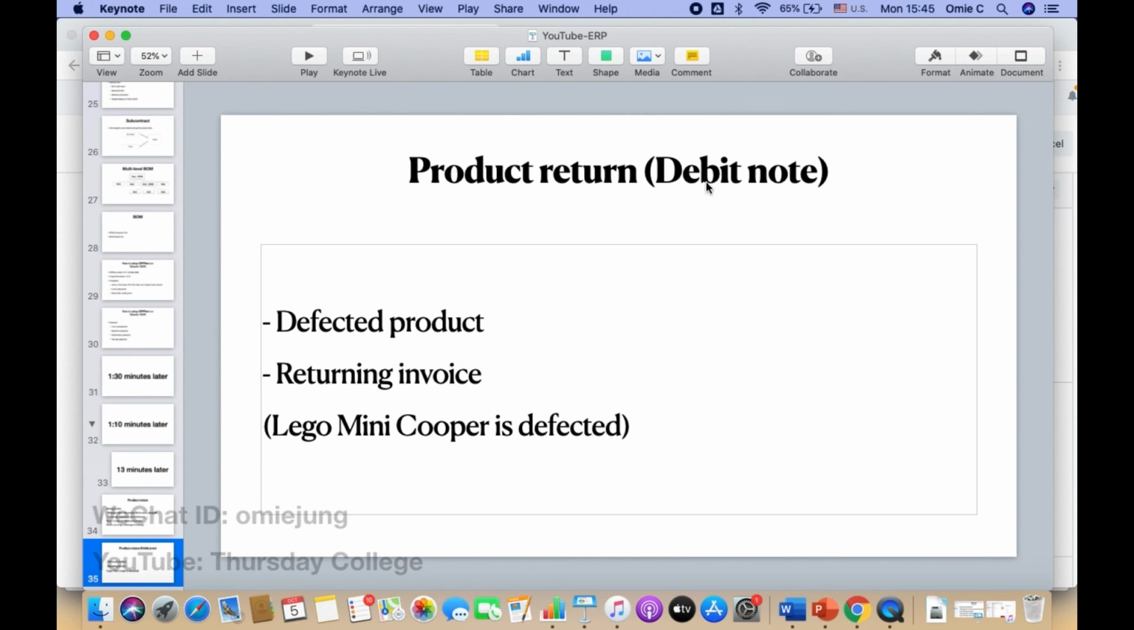When you debit note, the money is deducted, and then sometimes you didn't need to use the same price that you did.